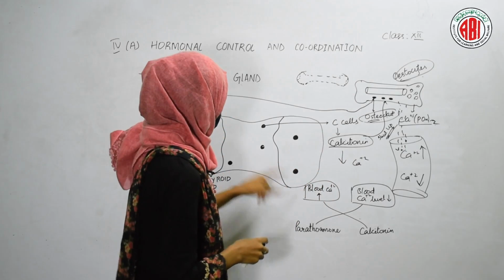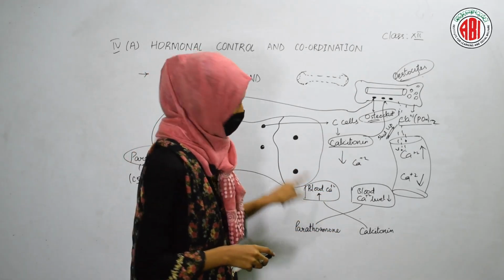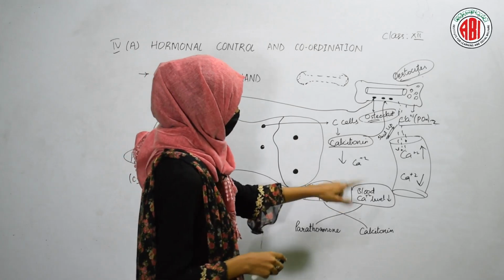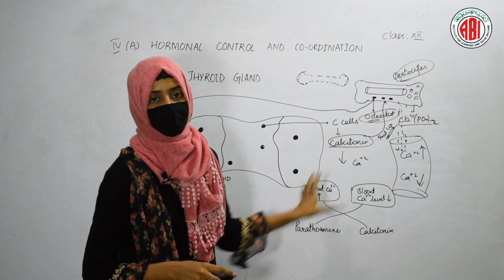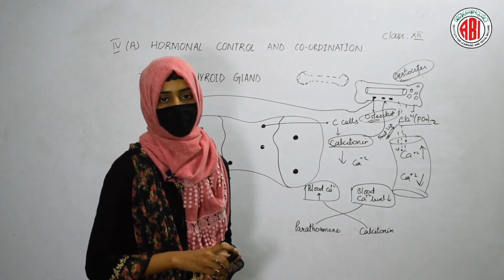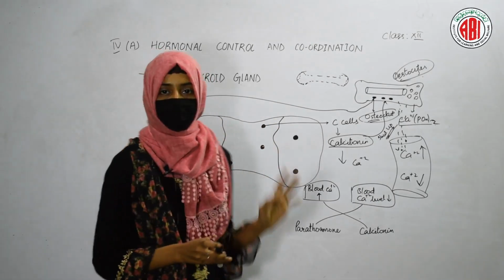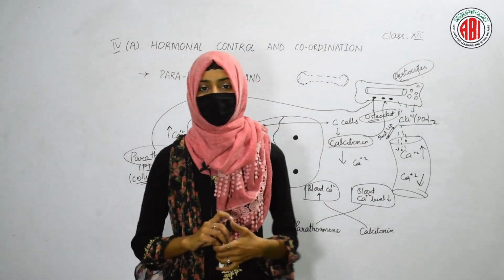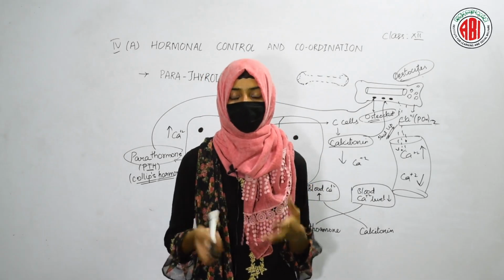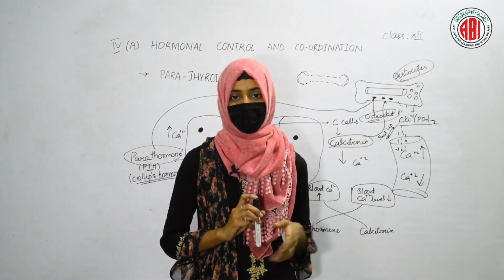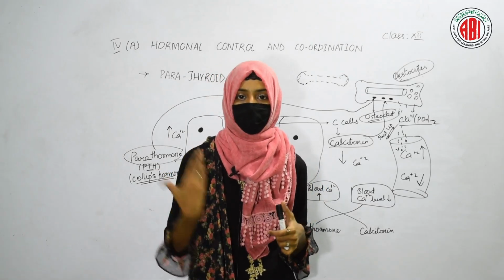So in the blood, if calcium level increases, calcitonin is released to maintain this, and if the calcium level decreases in the blood, then parathormone is released in order to regulate the level of calcium in our blood. This is how the different hormones secreted by the different glands play a crucial role in maintaining the level of different substances in our body, in order to prevent different kinds of disorders and problems.